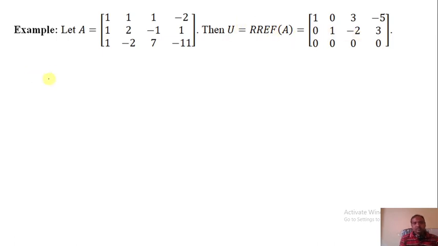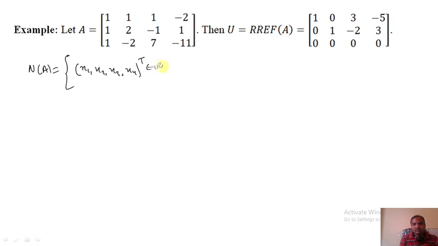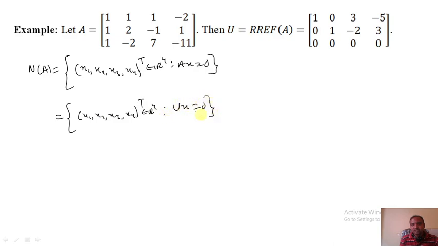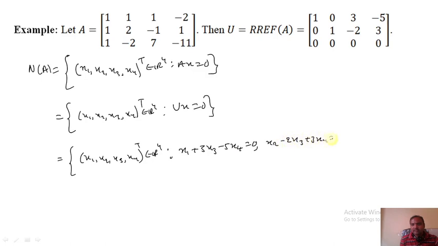This is the example. It's a reduced form. So, what is the null space? The null space of A: in the solution of Ax equal to 0, better to write (x1, x2, x3, x4) transpose, because it's a subspace of R^4, such that Ax equal to 0, where x is this vector. Now x is the same as Ax equal to 0, because it's a row reduced form; the solution set is the same. That means x1 plus 3x3 minus 5x4 equal to 0, and x2 minus 2x3 plus 3x4 equal to 0.